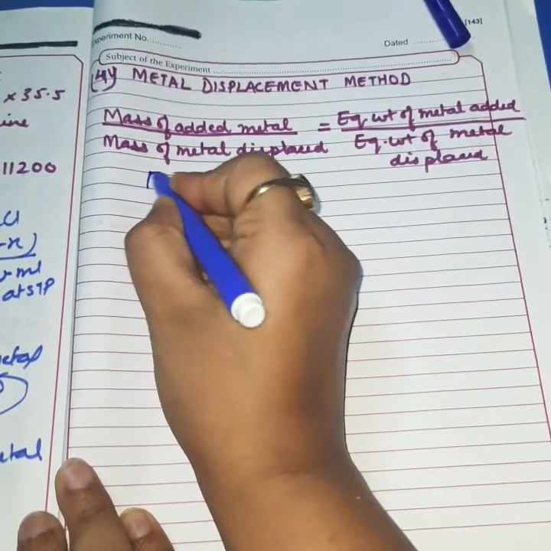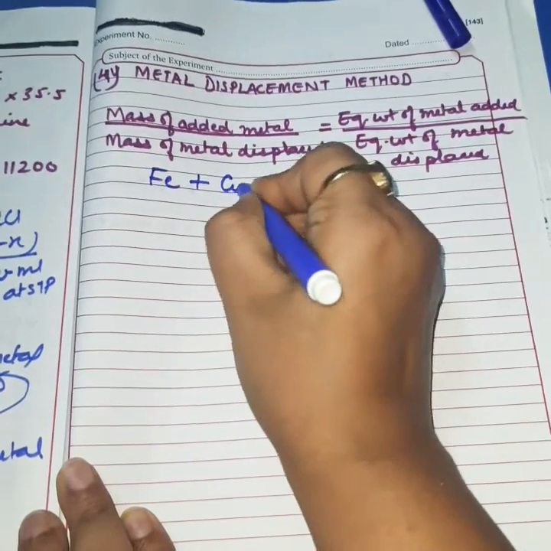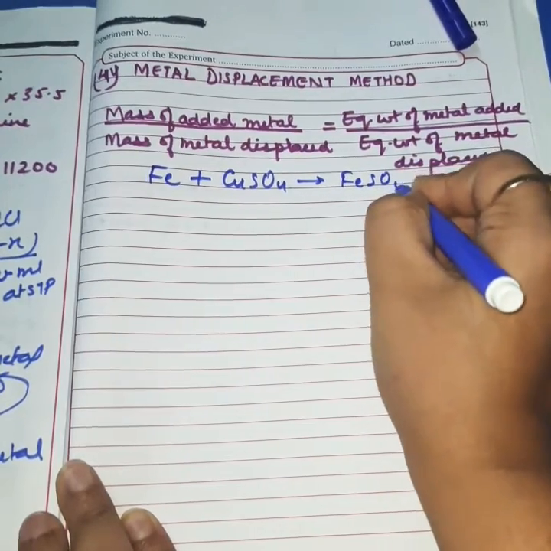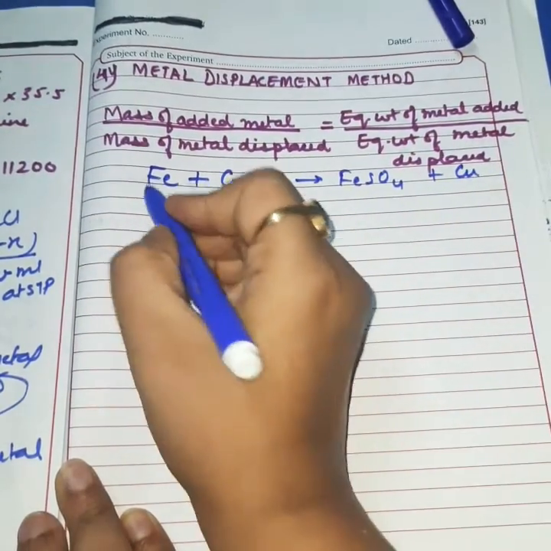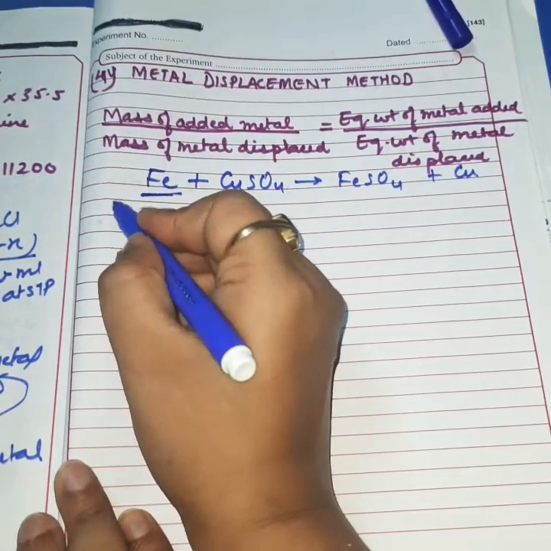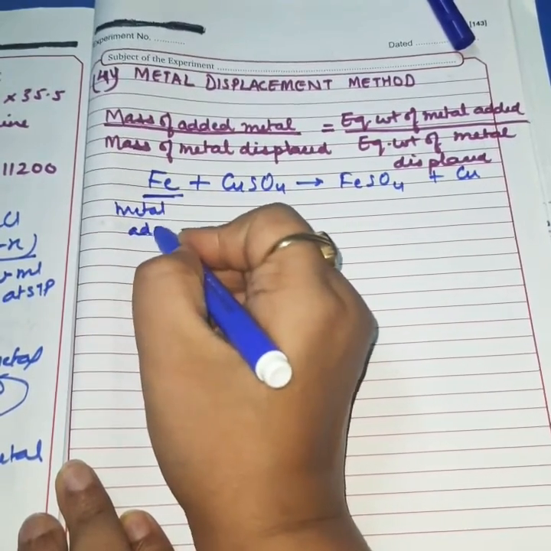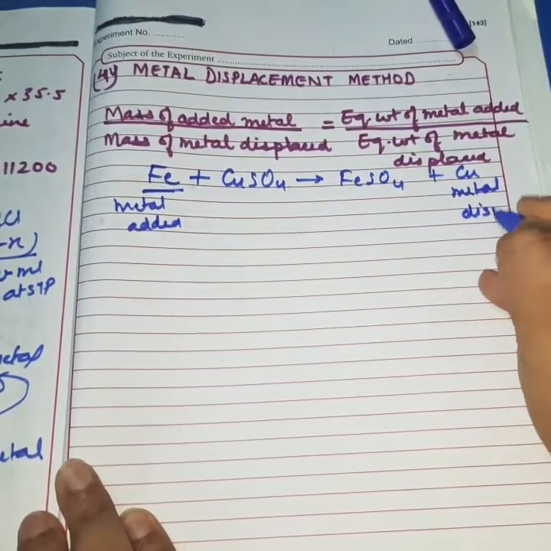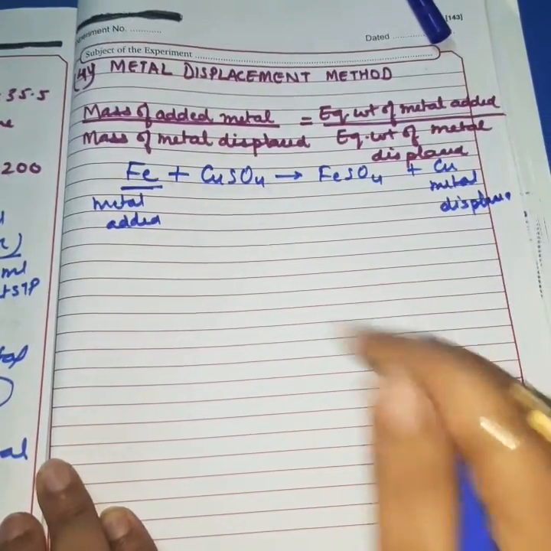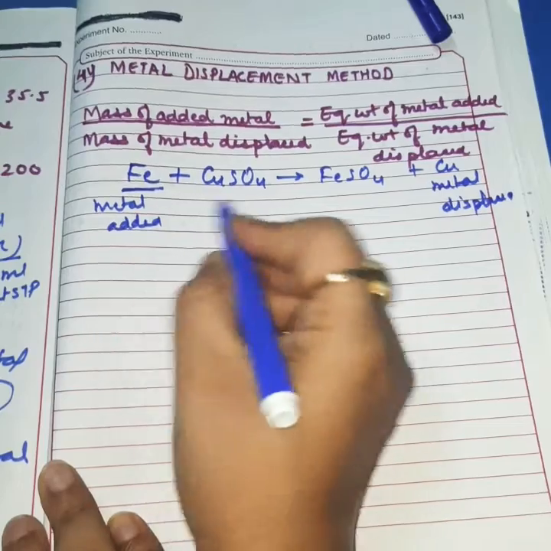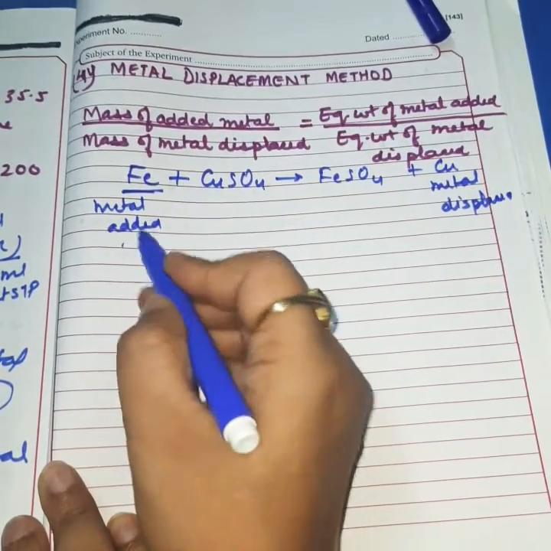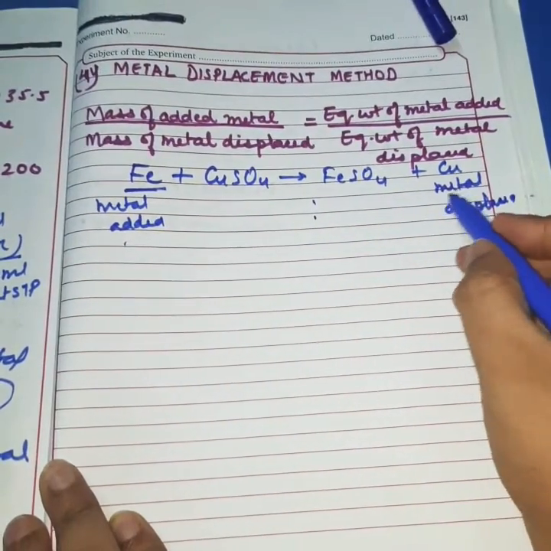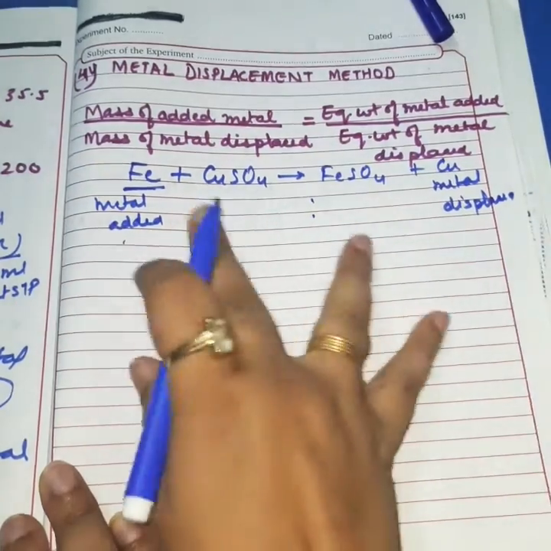Suppose I take the example of iron reacting with copper sulfate. Here iron displaces copper and results in the formation of FeSO4 plus copper. So here iron is the metal added, and copper is the metal displaced. Alright, now the ratio of the mass of iron metal added to the mass of metal displaced means they have a particular ratio.